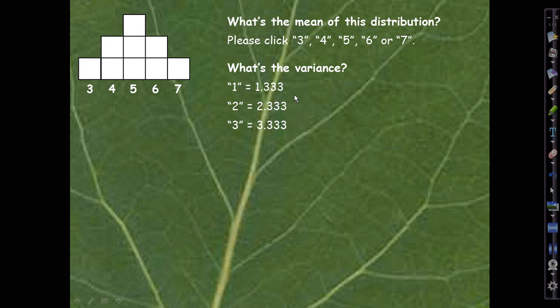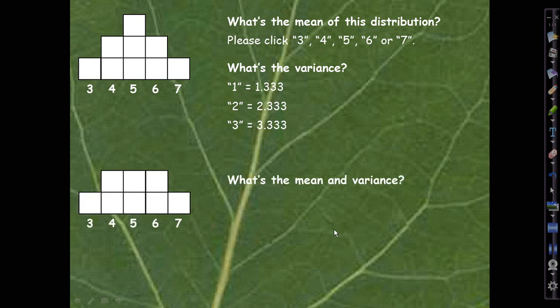A little thought, I hope, convinces you that even though these numbers are bigger, the scale of measurement is bigger, the mean is bigger, it's now 5, not 3, the variance has not changed. The variance is still 1 1/3, which is to say, where we placed the mean of the scale of measurement doesn't affect the variance. Now, what's the mean and variance of this one?